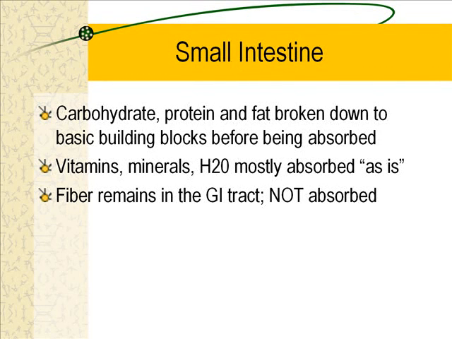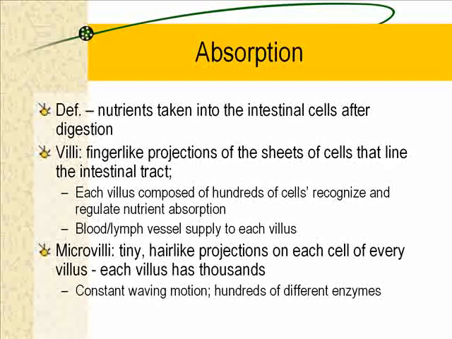Vitamins, minerals, and water are mostly absorbed as is, meaning that as we take it into our body, so it is also absorbed. We don't do any digesting or breaking down. Fiber remains intact in the GI tract. It is not absorbed at all, and that by definition is how we identify fiber in a food. The definition of absorption is that nutrients are taken into the intestinal cells after being broken down by digestion.